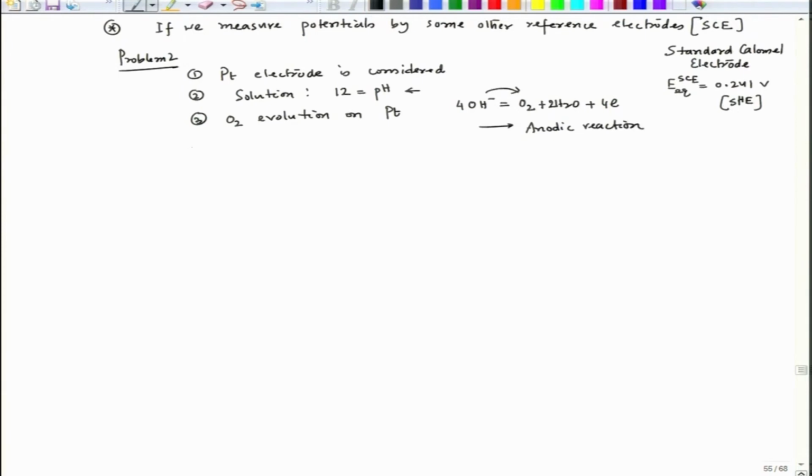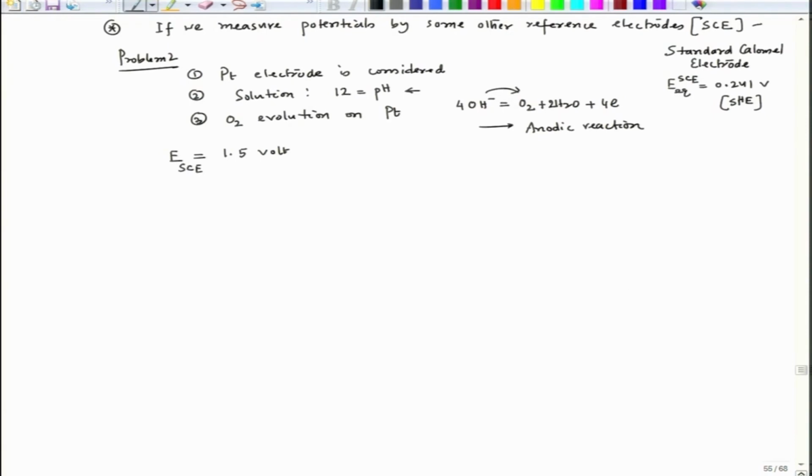And if the potential, let us say we are using the standard calomel electrode, that time the potential over platinum is measured to be 1.5 volt. So, this is the voltage we have measured with reference to standard calomel electrode. This is the way it is expressed.